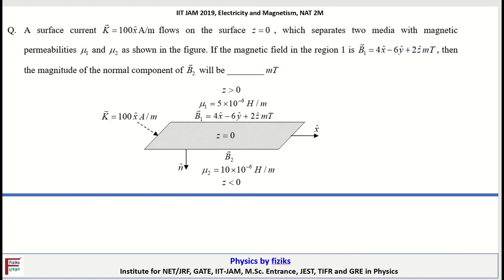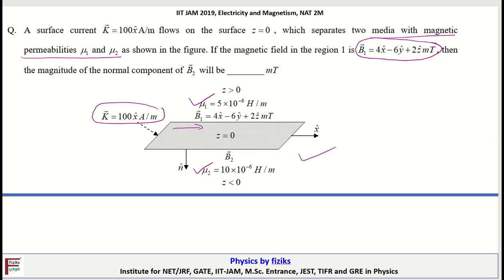So in this question, consider the interface between two magnetic materials having permeabilities mu1 and mu2 as shown in this figure. We know that the interface is the xy plane and z is the normal to the interface. Permeability mu1 is given in medium 1 and mu2 is given in medium 2. And magnetic field B1 is given in medium 1. The interface contains current K, that is 100 x cap ampere per meter. So the direction of surface current is x cap, that is given. And we have to find the magnitude of the normal component of B2.